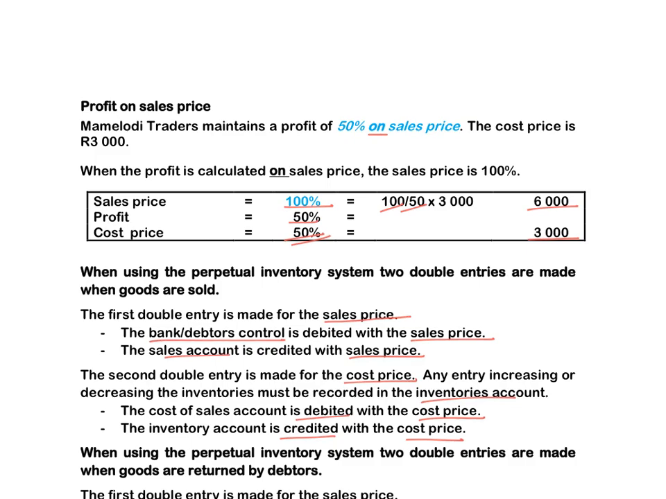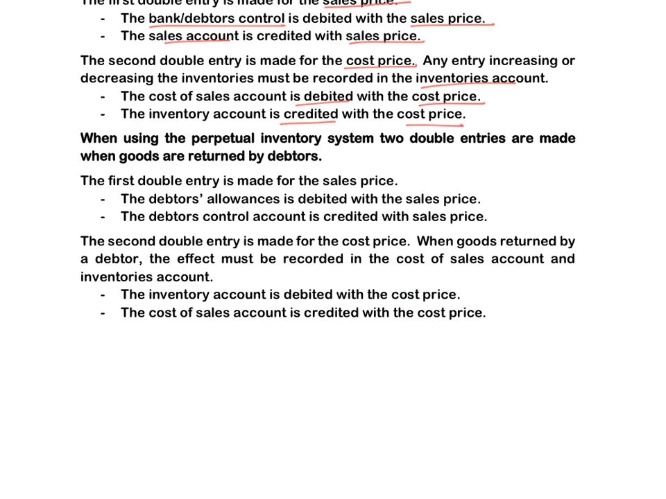When you use the perpetual inventory system, 2 double entries will be recorded when goods are returned by debtors. The first double entry will be at the sales price. So debtors allowances is debited with the sales price to reduce the income with the sales price because the goods are not sold if it was returned.